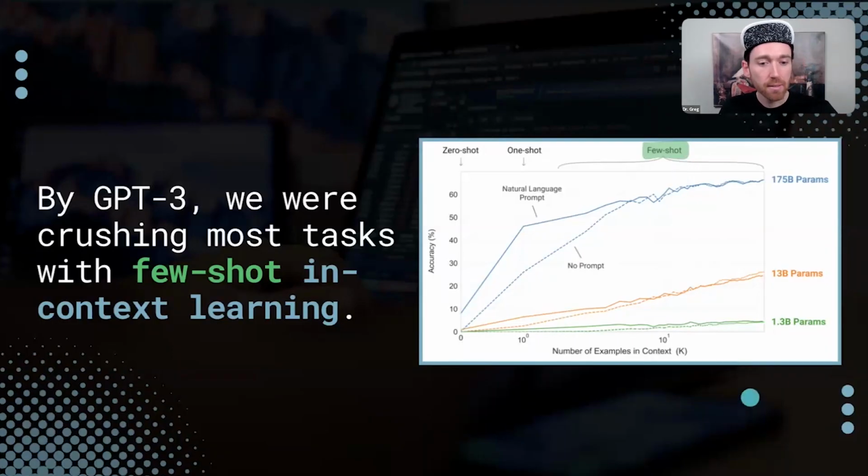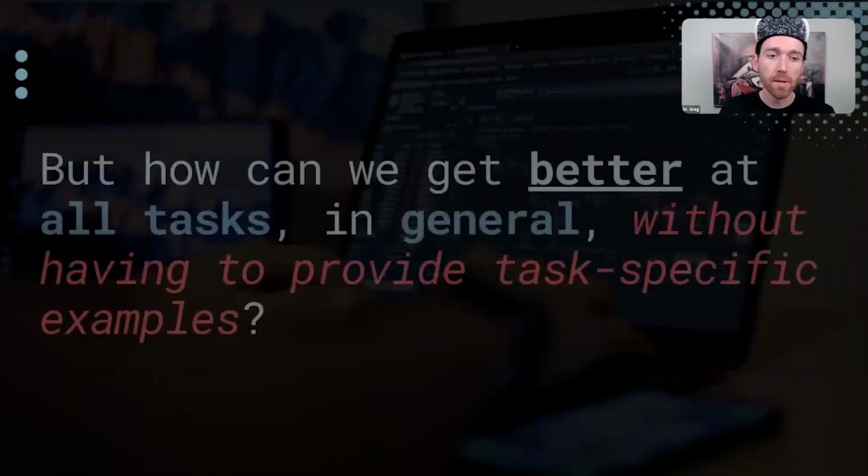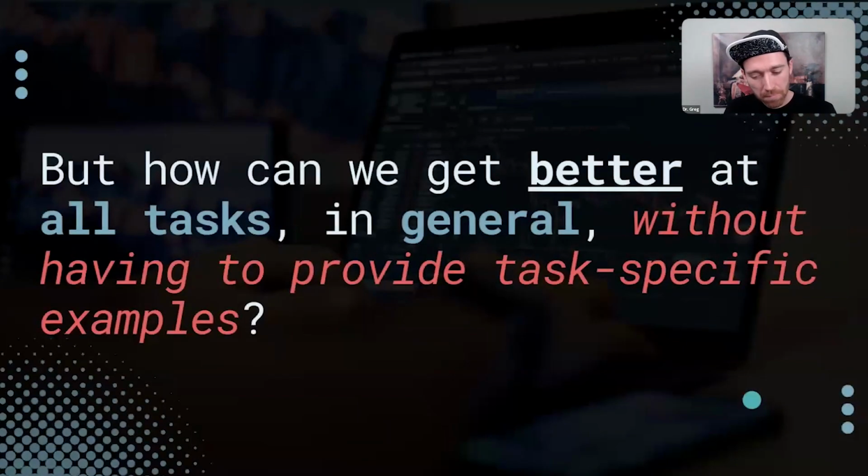But then we ask, how can we get better generally? How can we get better at all the tasks that we might want to do generally, towards general intelligence, let's say? Well, what we need to do is we need to understand that all of this is connected.